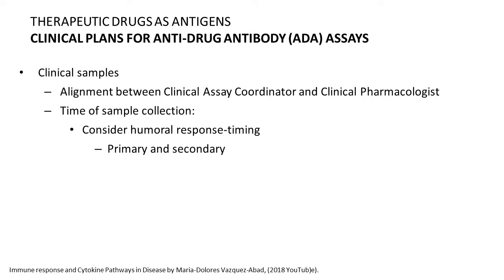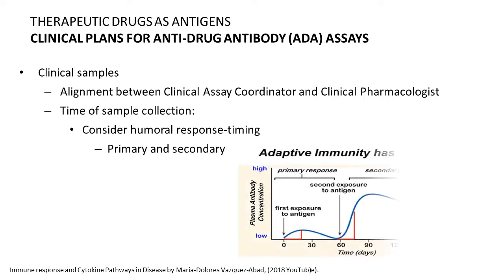So in terms of the clinical samples, you need to make sure that you have a clinical assay coordinator and a clinical pharmacologist helping you understand when these are going to be collected or when they were collected. But if you're planning for it or if you're looking at results, you need to remember the primary and the secondary antibody responses. So when we have a first exposure to an antigen, you can see there in the blue line the typical response of a primary response.